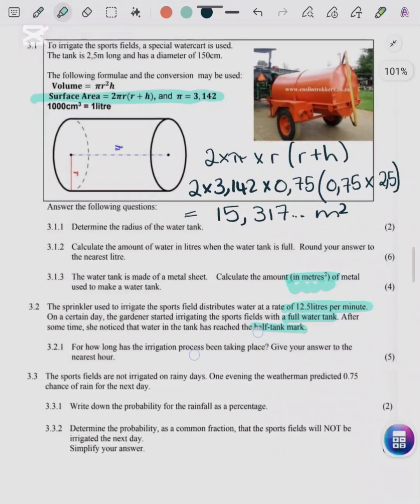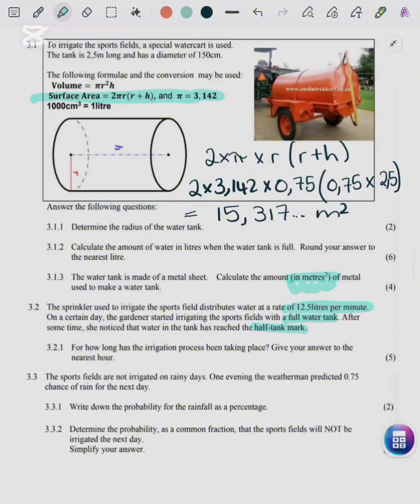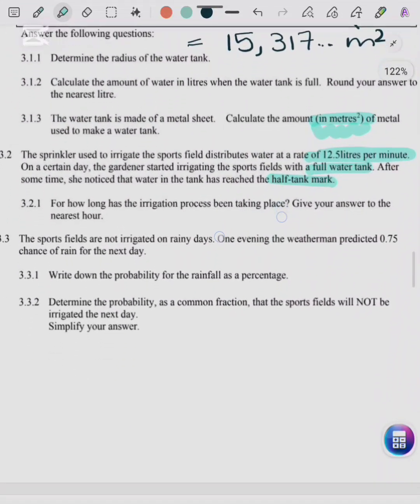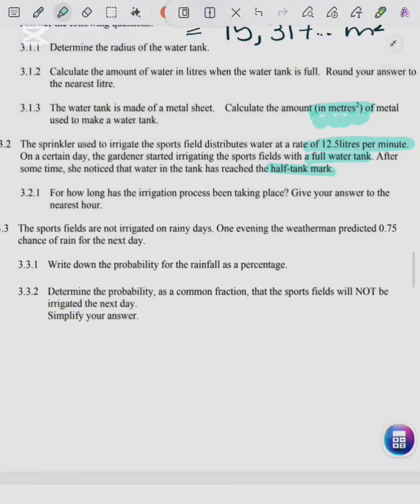And if we go back to our question, we had previously calculated the volume in question number 3.1.2, and that was 4418. So let's put that in there as our value at the full tank. So we have 4418. That was a full tank. If we've used half of it, we halve that. We get to 2209 liters. And now the question is, well, how long did it take for 2209 liters to be used?